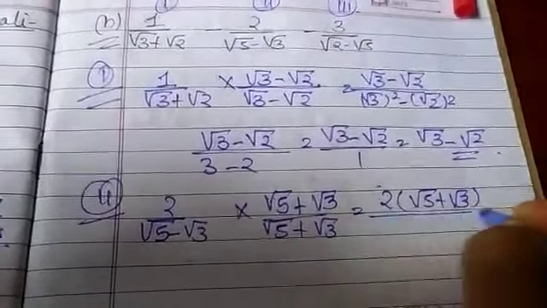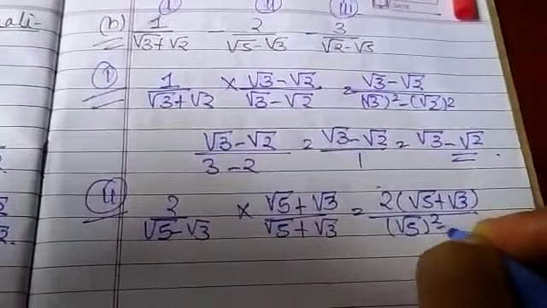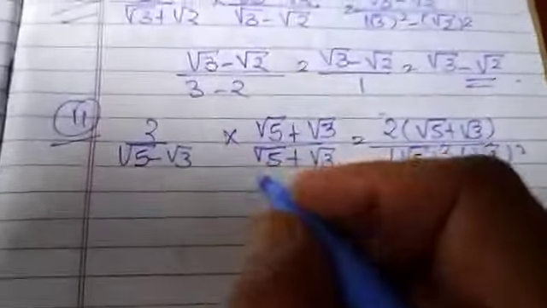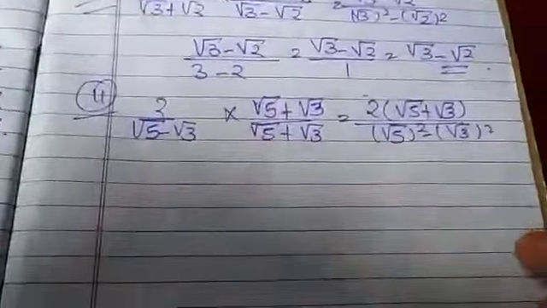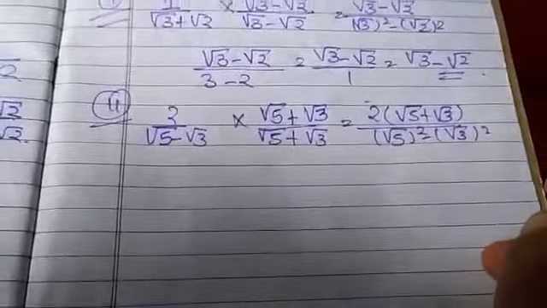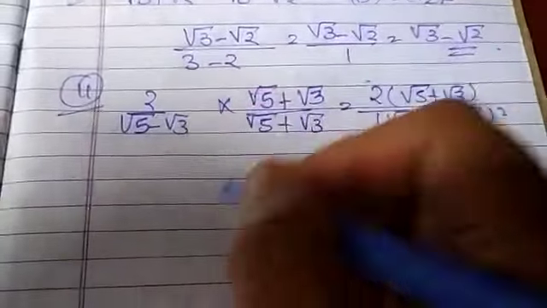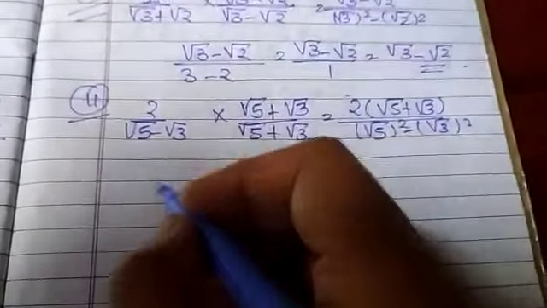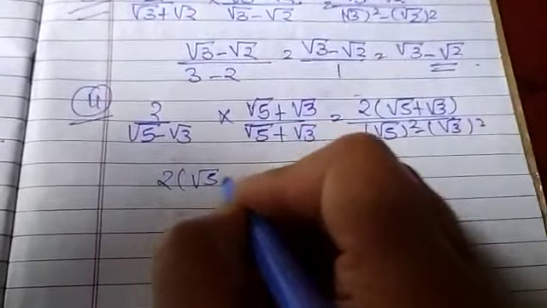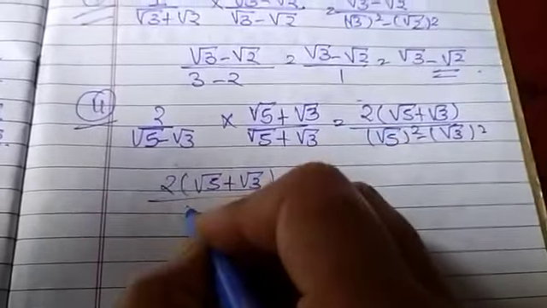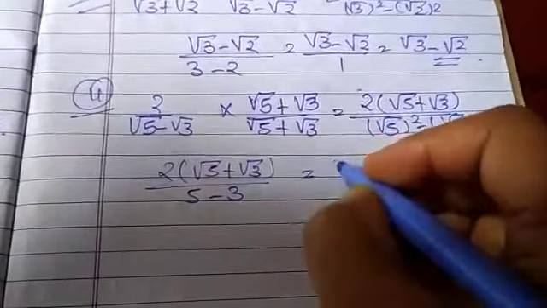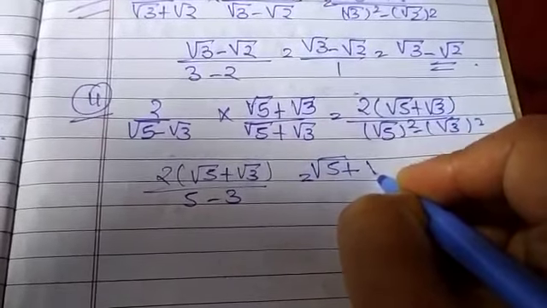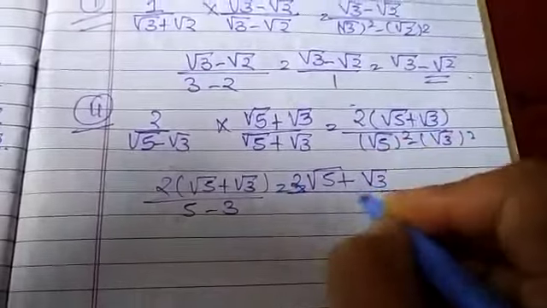√5 + √3 and (√5)² − (√3)². (a + b)(a − b) will be a² − b². Students, please remember all those three formulas: (a − b)², (a + b)², and (a + b)(a − b). On every step they will be needed for applications, correct? So 2(√5 + √3)/(5 − 3). So you can see it will come here (√5 + √3)/2.